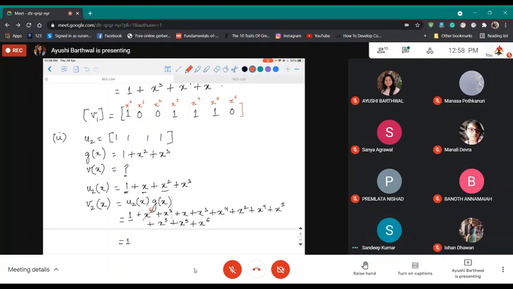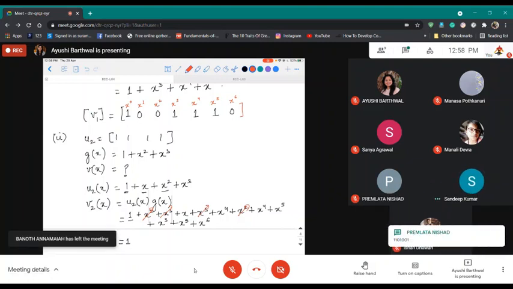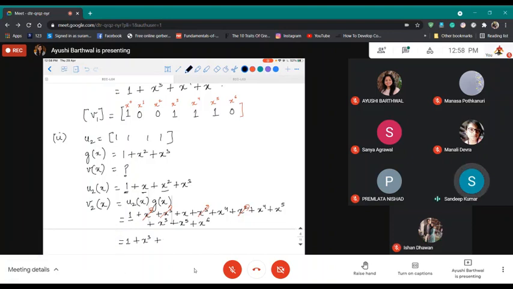x square 1, x square 2: cancelled. x cube appears 3 times, so we cancel 2 of them; the third will be copied. x4 appears 2 times, so we'll be cancelling it. x5 also appears 2 times, so we cancel it too. So the remaining terms are x, x cube and x6.